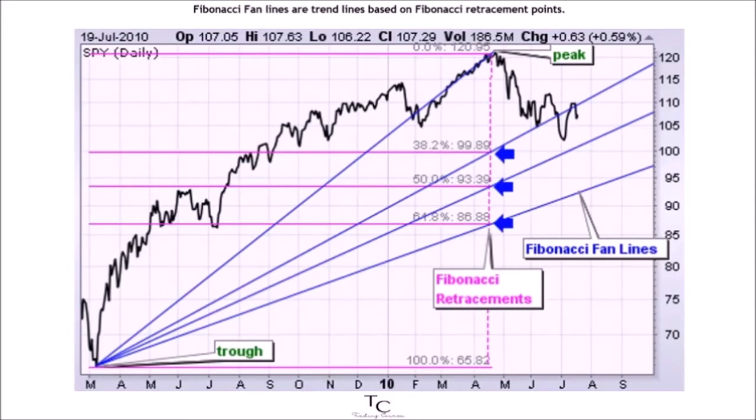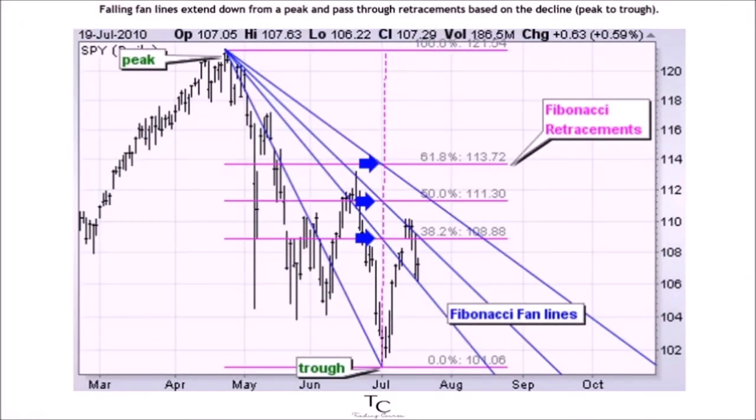Fibonacci fan lines are trend lines based on Fibonacci retracement points. Rising fan lines extend up from a trough and pass through retracements based on the advance from trough to peak. These fan lines can then be used to estimate support levels or potential reversal zones.